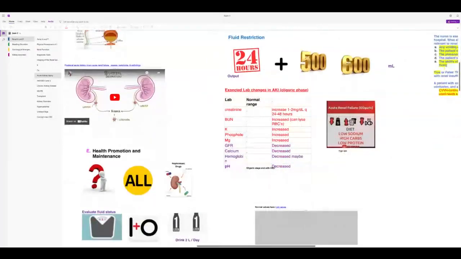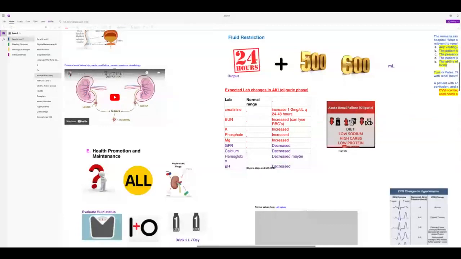So here are the labs. I'm going to also add with this, the specific gravity may be fixed. So 1.010, we call that 1010. That's a fixed specific gravity, okay? So the creatinine is going to increase, the BUN is going to increase, the potassium will increase, the phosphorus will increase, and the magnesium. The GFR is going to decrease, calcium will decrease, hemoglobin will decrease, and the pH will decrease. So the patient is going to be in metabolic acidosis.